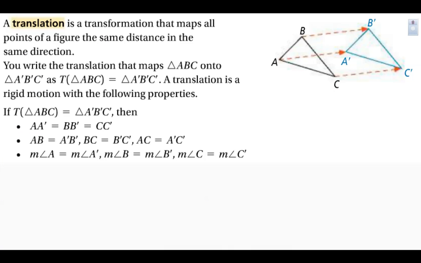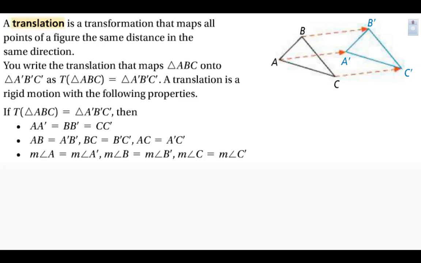All right, so a translation is a transformation that maps all the points of the figure the same distance in the same direction. So this is one thing you want to write down: this is a slide. We are sliding it to a new position. If you write a translation that maps triangle ABC onto triangle A prime, B prime, C prime, we're going to use a capital T, which stands for translation. So the translation of triangle ABC is going to equal triangle A prime, B prime, C prime.